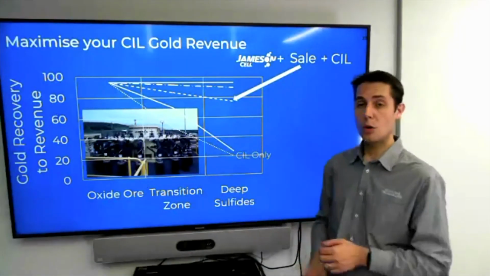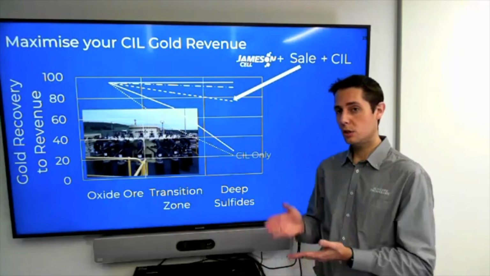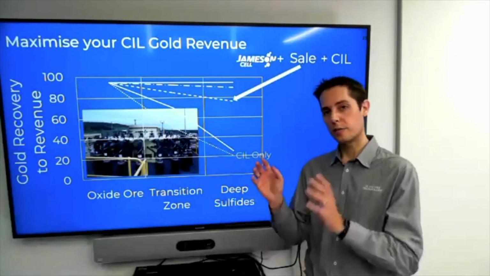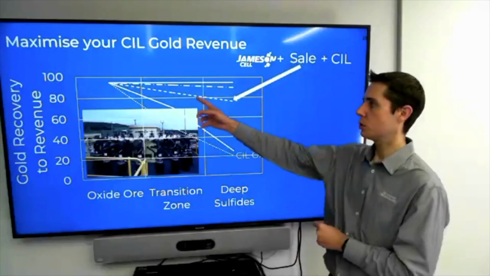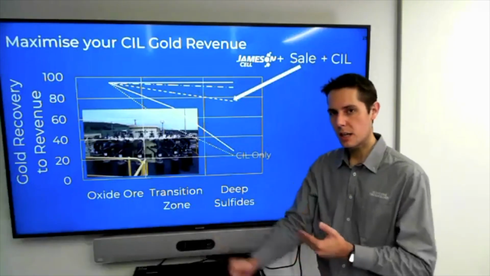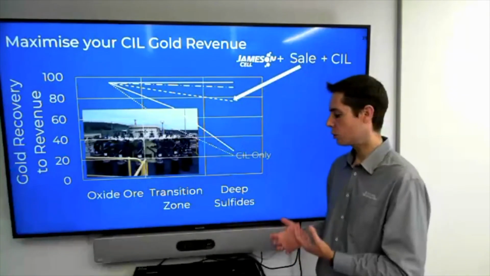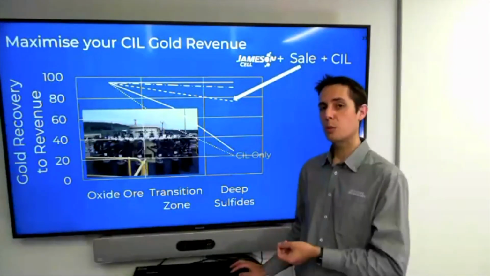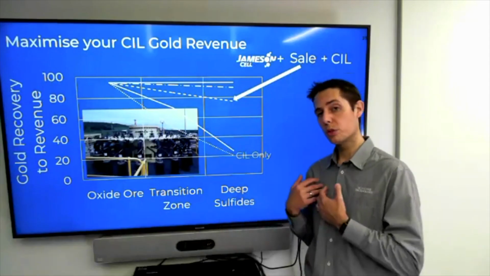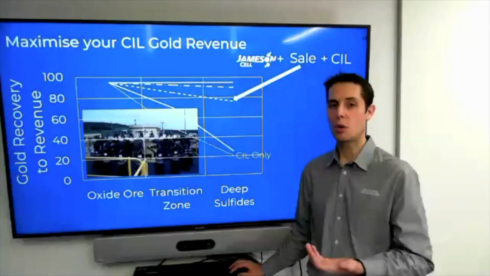So this can be an option for many sites and actually, lowest capital, put in that full plant Jameson Cell with a reduced footprint, and you're then able to sell this concentrate and start increasing your revenue to be able to look at recovering those costs. But it may not be applicable to everyone, or you may want to recover that gold within your own plant.